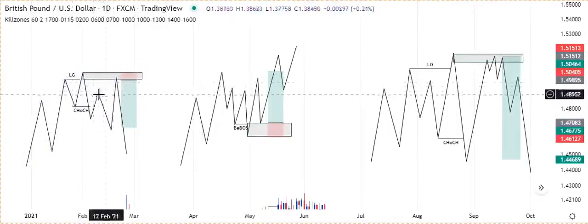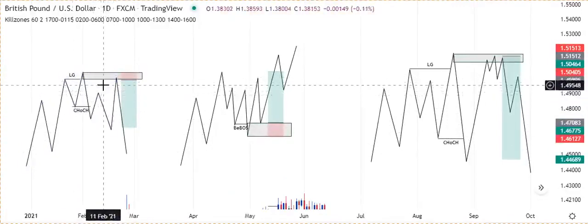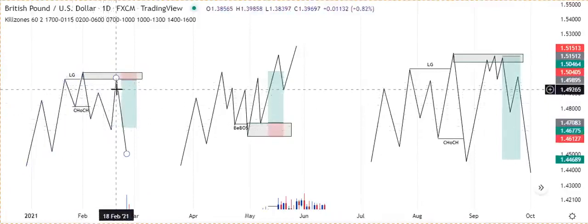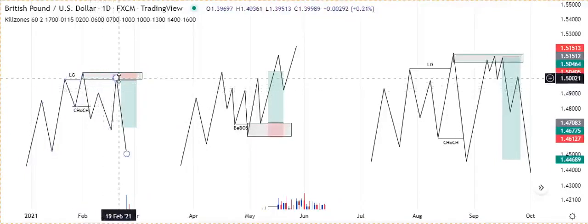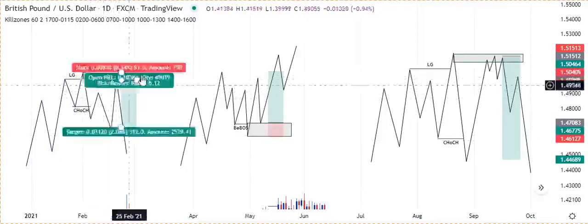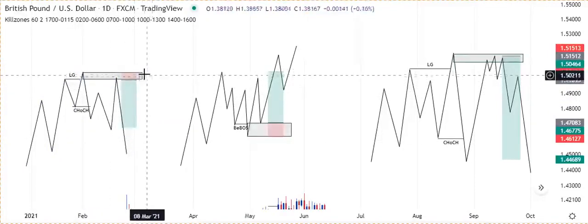Without this engineered liquidity in front of your OB, do not enter the market. And as you can see, price came up. The smart money pushed price up to sweep the liquidity resting above this high, and then bumped into this OB and dropped. So this is your high probability OB. That's the number one way of choosing your strongest order block.